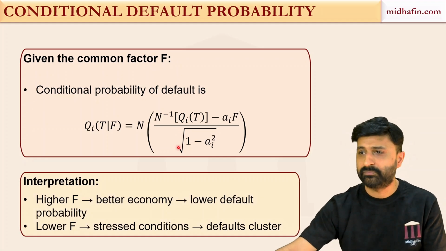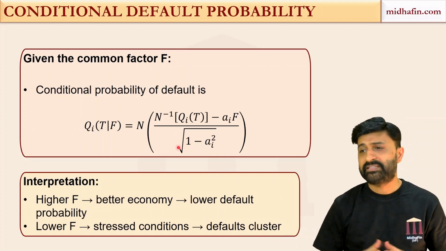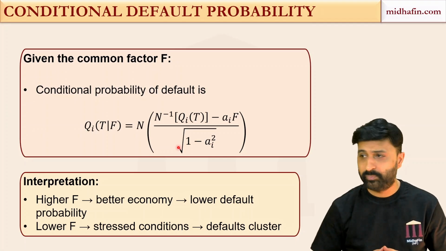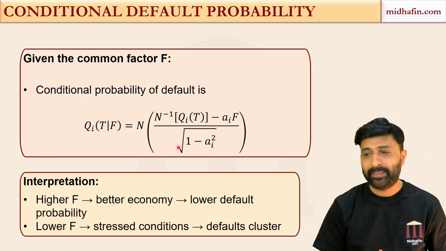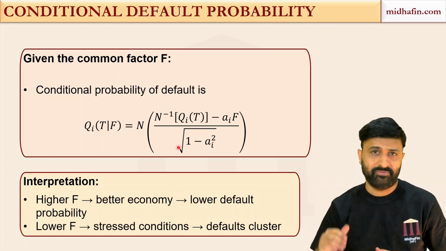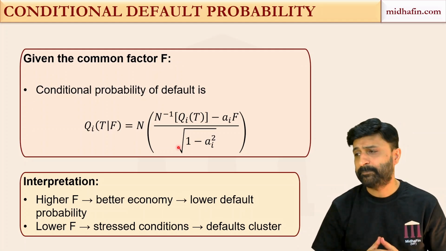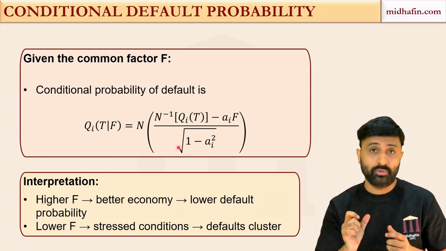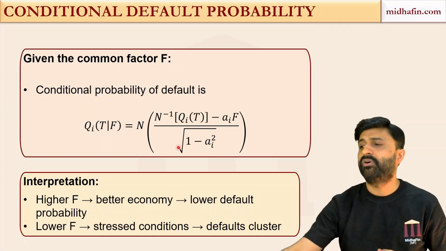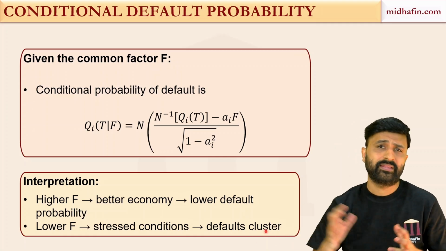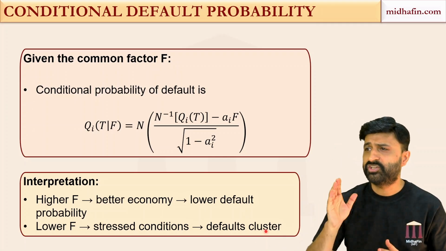The interpretation is that if the value of F is higher, it means that you can assume the economy is doing well. In that case, the default probability will be lower. And if F decreases, maybe during a recession or any other systemic stressed conditions, it can go so low that F can also become negative. The model allows that too. In that case, the defaults will actually cluster together. So that is the main idea behind the conditional probability formula.